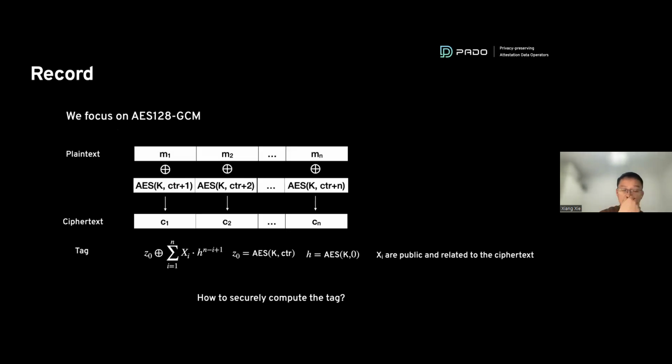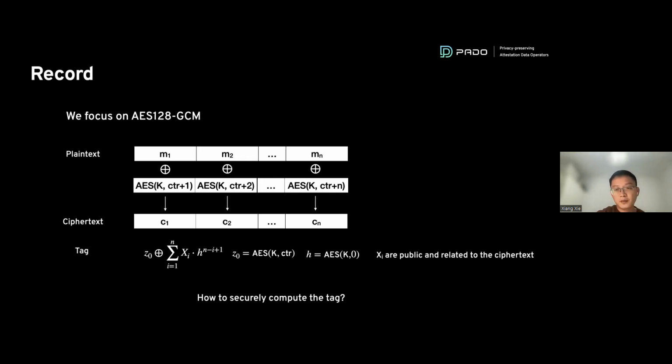And then the other part is that when we focus on the record phase, we're now focusing on AES-GCM. Here is a very simple description of AES-GCM. Given a message M1 to MN, you use AES with the key to encrypt the counter, and then XOR it with the message, and you get the ciphertext. In addition, you have to compute the tag, which is what we call the GHASH function.